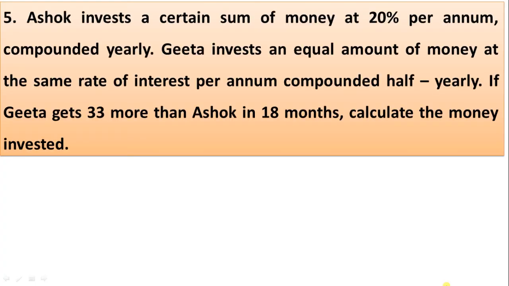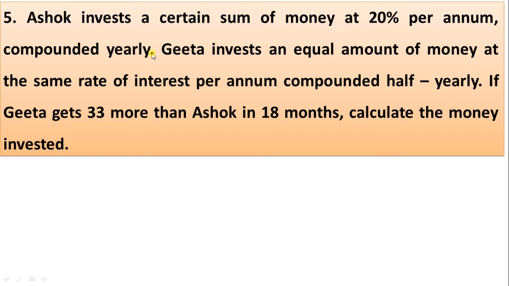Question number 5. Ashok invests a certain sum of money at 20% per annum compounded yearly. Geeta invests an equal amount of money at the same rate of interest per annum compounded half yearly. If Geeta gets rupees 33 more than Ashok in 18 months, calculate the money invested. Let us understand this problem.